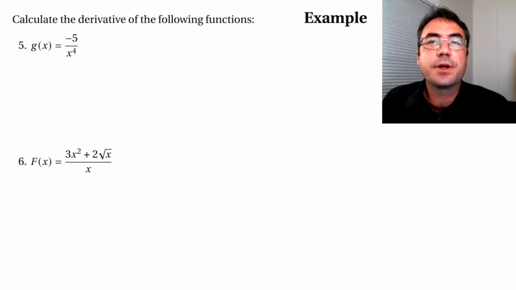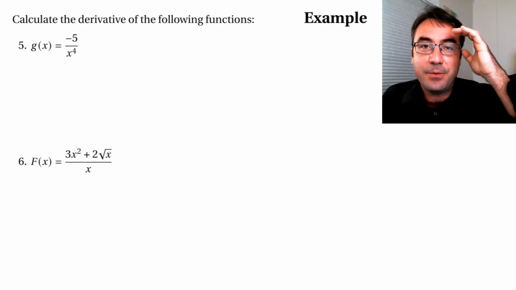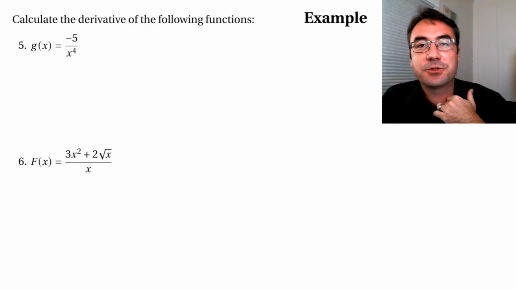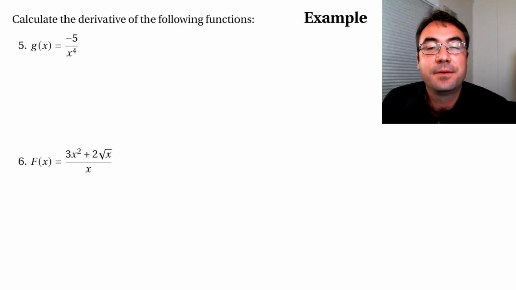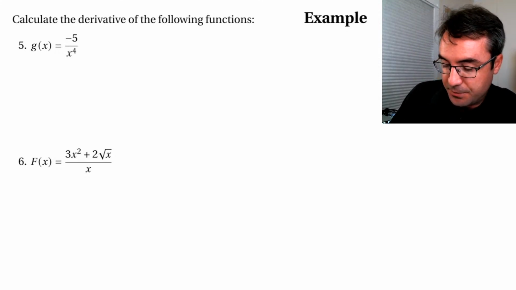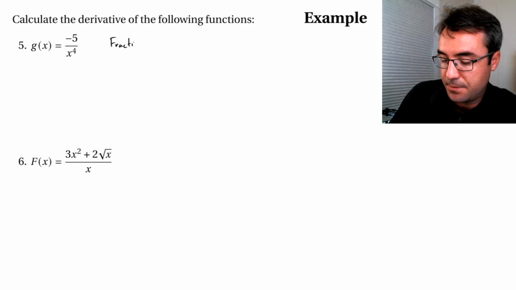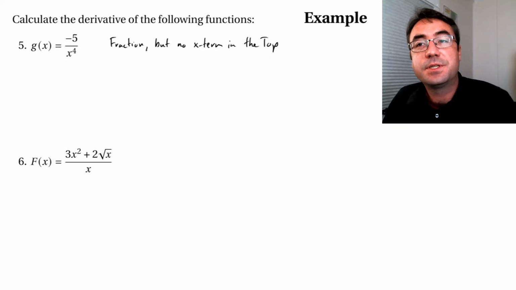And just a few more examples. And these two examples, now that we have quotient rule, they might be a little tricky because you see a fraction in both of them, but in both cases here, quotient rule is not necessary. You could do it, but it's not necessary. So in the first one, if we look at this, we do have a fraction, but no x term in the top. So the quotient rule is not really needed.